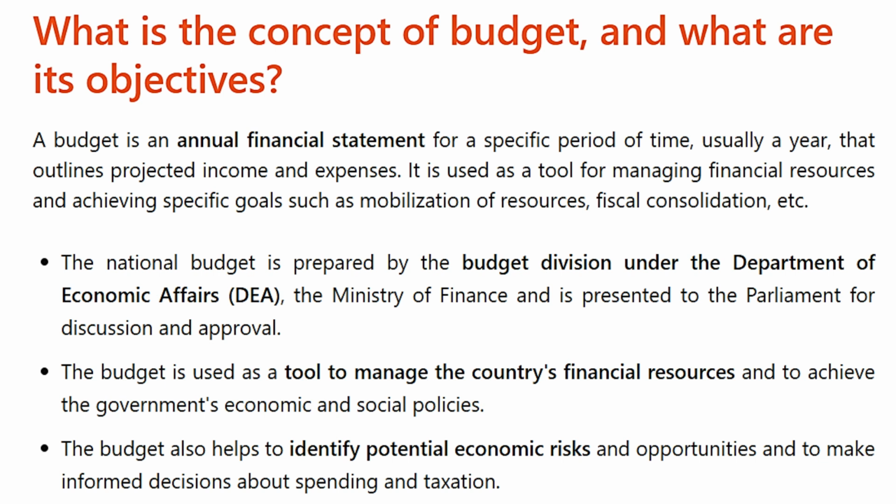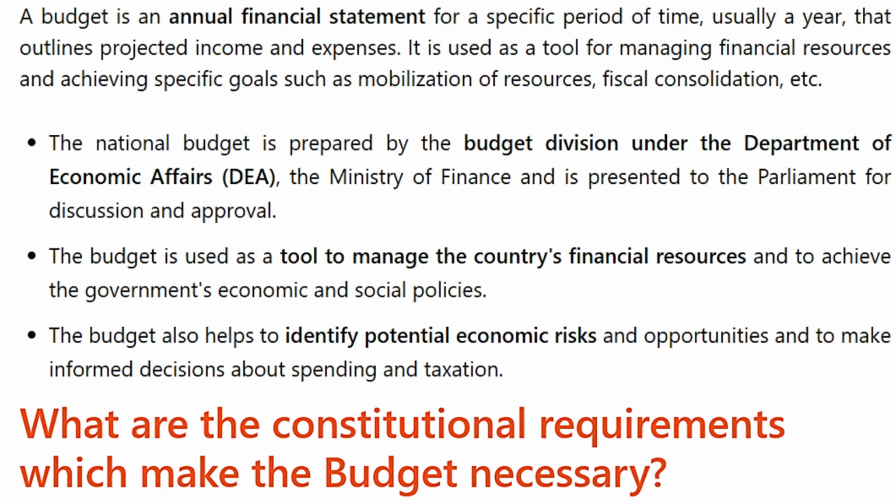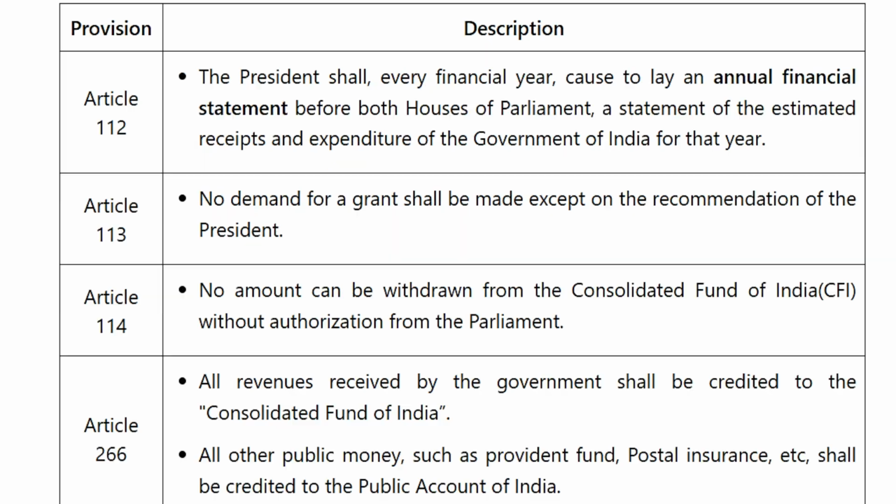resources, fiscal consolidation. The national budget is prepared by the Budget Division under the Department of Economic Affairs, the Ministry of Finance, and is presented to the Parliament for discussion and approval. The budget is used as a tool to manage the country's financial resources and to achieve the government's economic and social policies. The budget also helps to identify potential economic risks and opportunities and to make informed decisions about spending and taxation. What are the constitutional requirements which make the budget necessary?